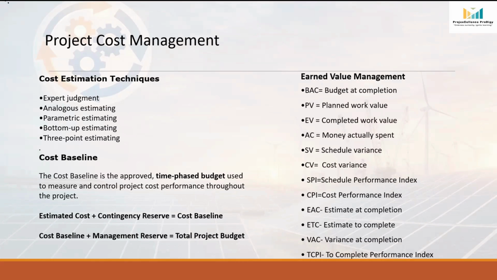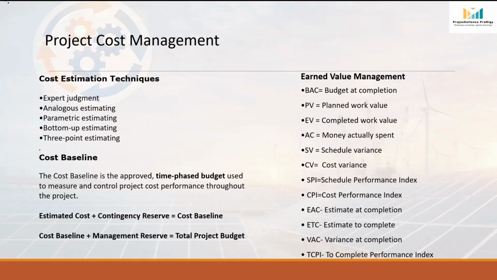The second technique is analogous estimating. This technique uses information from a previous similar project to estimate the cost of the current project. For example, suppose your company did a 40 megawatt power plant project 2 years ago for 60 million US dollar. Now, your company has received a contract to install a 50 megawatt power plant. Since both projects are similar in scope and technology, the previous project can be used as a reference for estimating the new project cost. This method is quick and useful during the early stages of project planning. However, it is less accurate because no two projects are exactly the same.